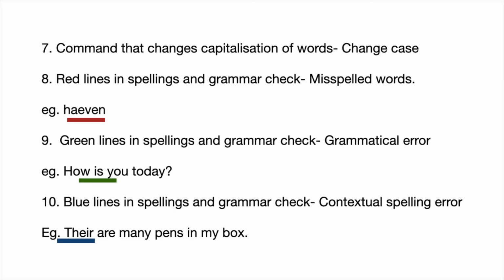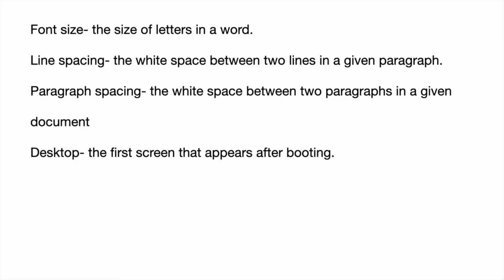Blue lines in spelling and grammar check indicate a contextual spelling error. That means the spelling is correct, but it cannot be used in this context. For instance, there are many pens in my box. It should have been T-H-E-R-E. So it's a blue line there.